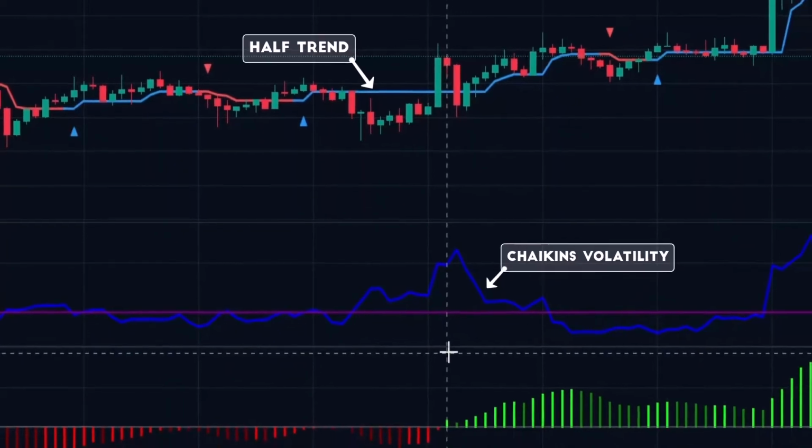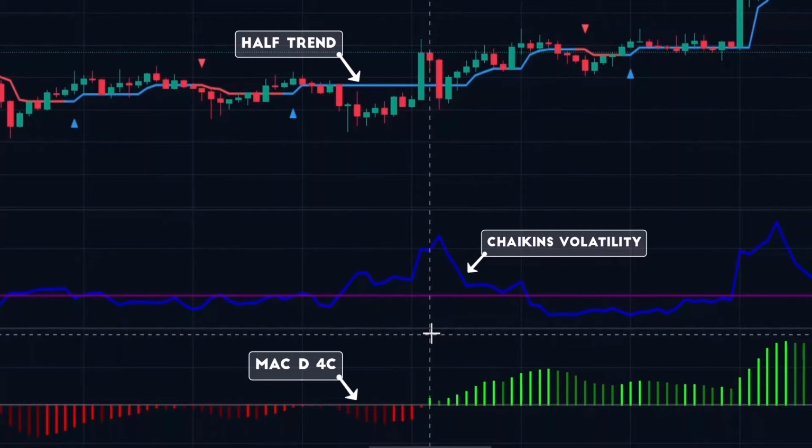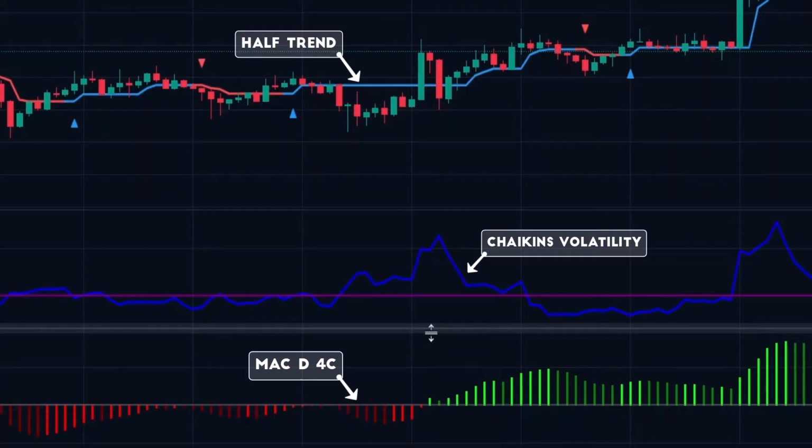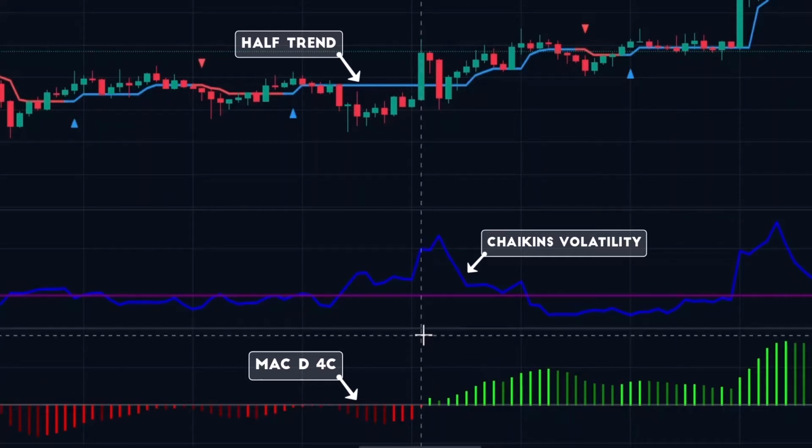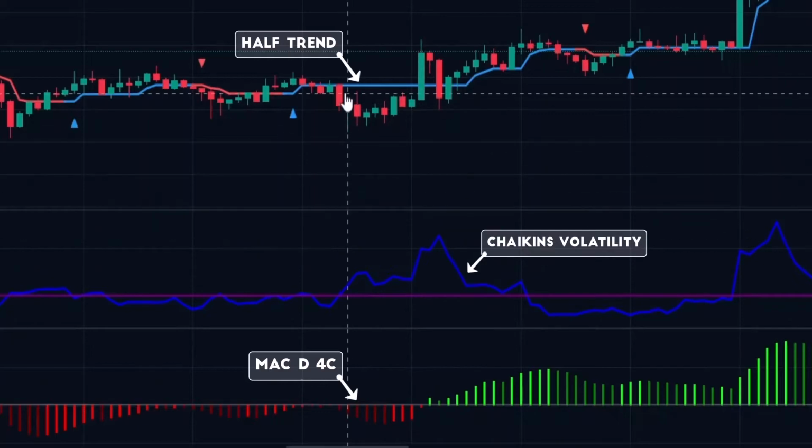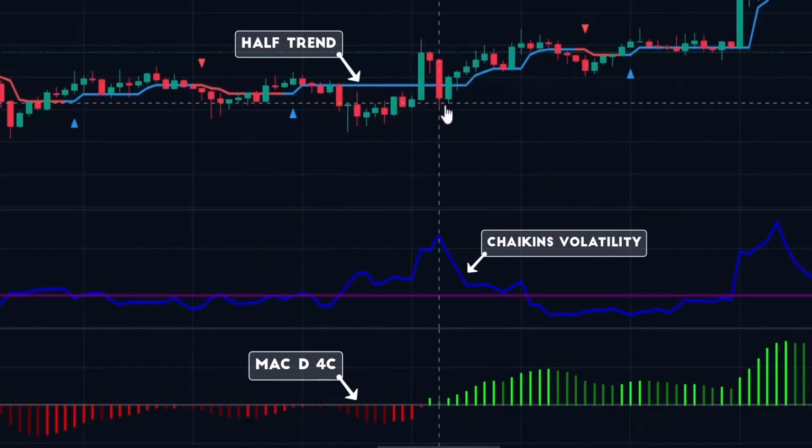The third indicator we're using is MACD 4C. It is the indicator of the thriving traders in the market. Technical traders form the majority of the trade market. These traders use tools and indicators to understand the market and forecast upcoming reversals, trends, and price movement.